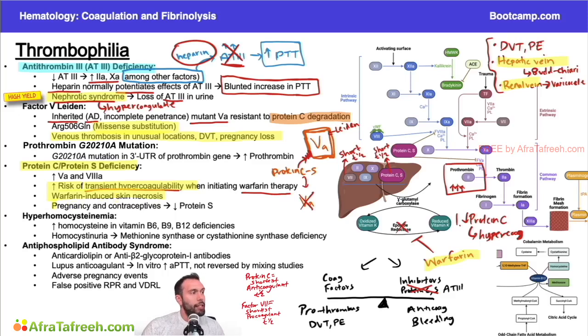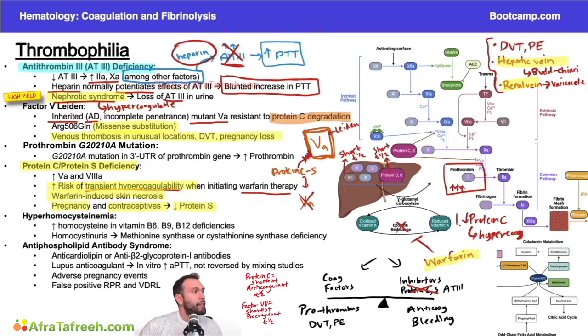Now, the other thing to keep in mind here too: patients that are pregnant or on contraceptives can also have lower levels of protein S. So again, something else to just keep in mind. Now, you wouldn't usually be giving a patient that's pregnant warfarin anyway, because warfarin's teratogenic, but just keep in mind that these things can also lower the protein S level.